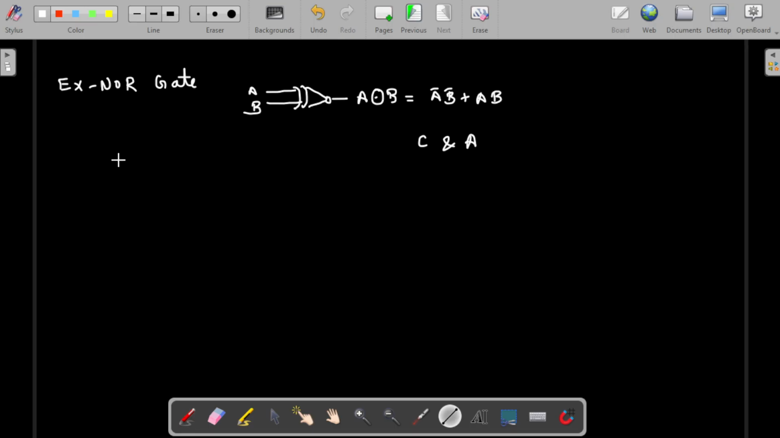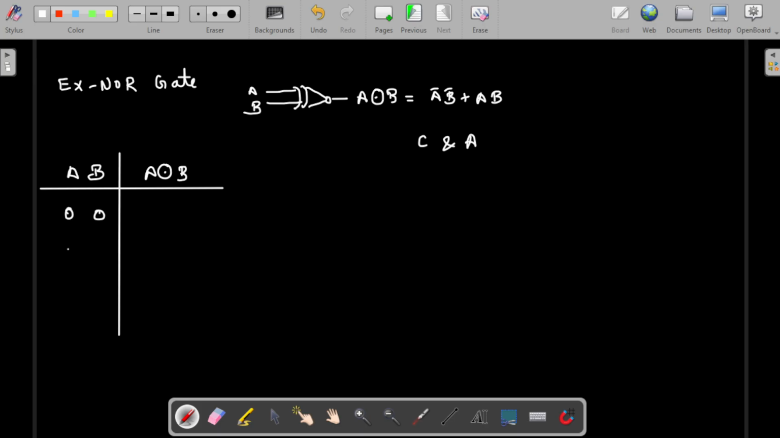Let me draw a truth table here. It will be the opposite of the previous truth table. So A, B, A XNOR B. So 0 0, 0 1, 1 0, 1 1. There we see that when the number of ones is odd, the output will be 0, right? This is the exact opposite of that. So it is 1, 0, 0 and 1. I hope you are able to understand it, right?